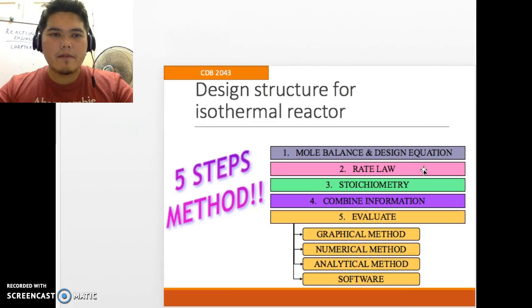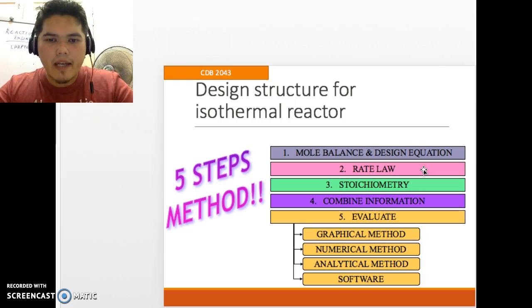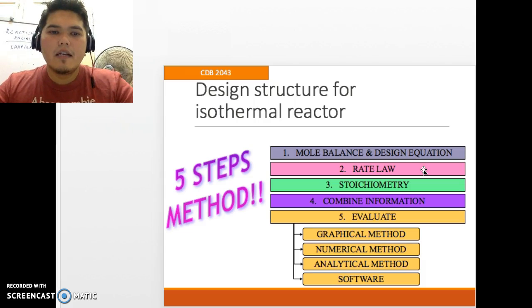There are basically 5 step methods that you need to know in order to design an isothermal reactor. But before that, do you know what it means by isothermal? This is also something that I would like you to know, and we will ask you what isothermal is before we can proceed with all the exercises and examples. There are 5 methods that you need to master.